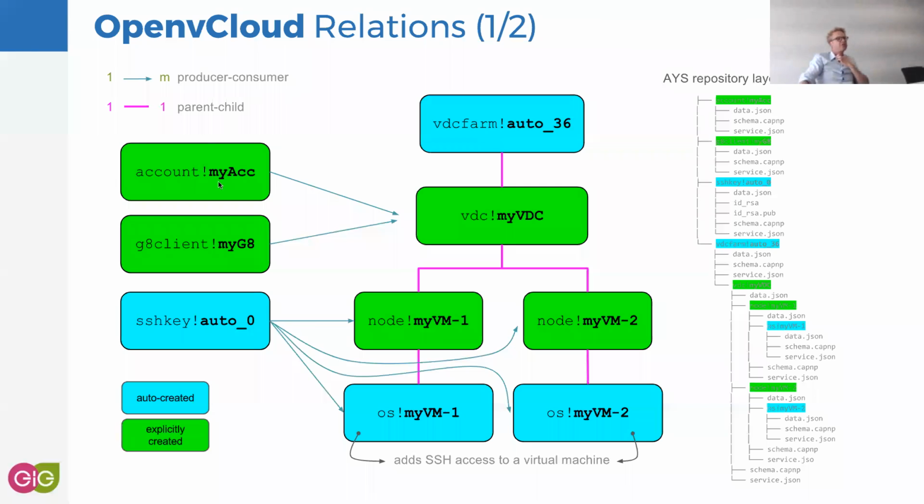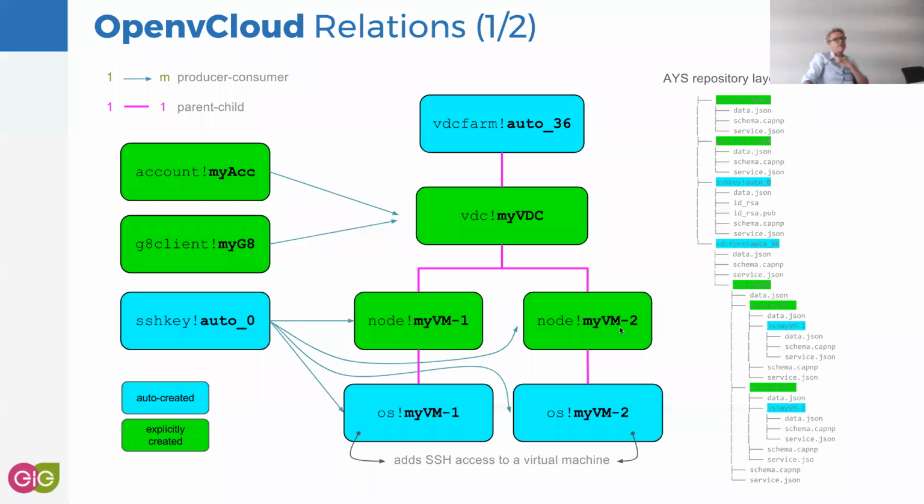What you also see here with the blue lines, which show the pure producer-consumer relationships, is that for this VDC, in order to create a VDC, you require an account on a system, and you require a G8 where you can create it. And basically the account is related to the VDC. But there is no parent-child relationship. That's a decision we made. And for the SSH keys, you see here we only have one SSH key that gets created automatically and is being used at multiple levels.